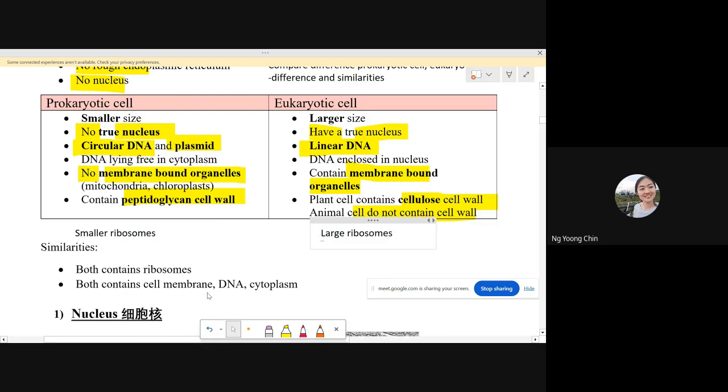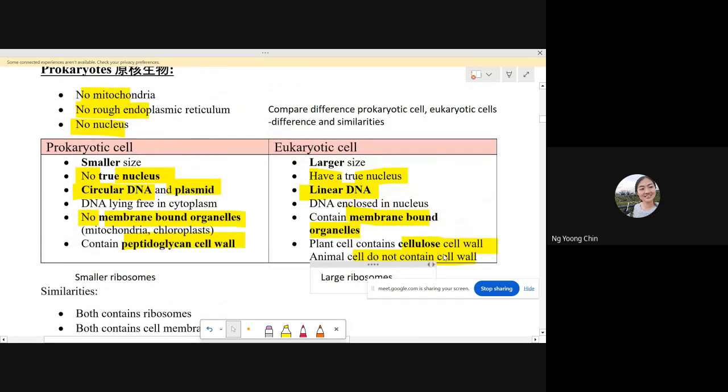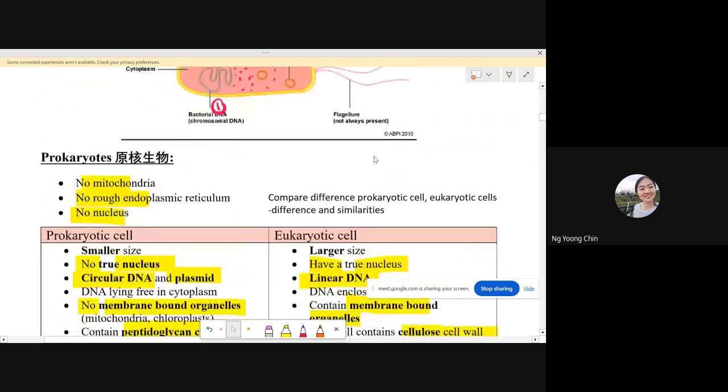So both also have DNA, cytoplasm, and the cell membrane, even though their DNA structure is different, one is circular, one is linear. Okay, is it clear? Okay. So in the exam they ask you something like this. They don't ask you to compare the difference between prokaryote and eukaryote directly, but they will give you something like this: compare the difference between the bacteria and the white blood cell.